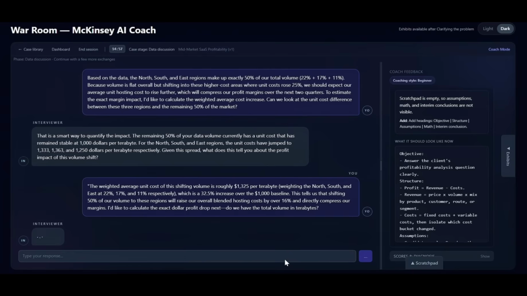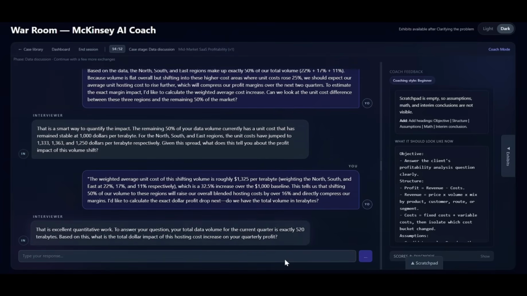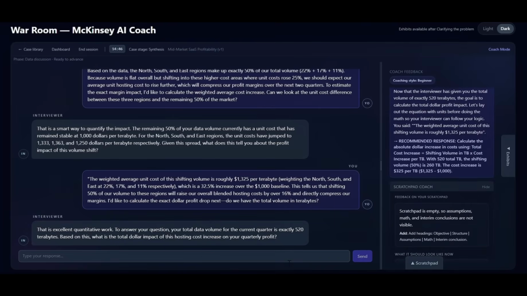Now, remember, as you do this, your coach is evaluating your answers and giving you tips if it thinks you're not going on the right track. At the end of the case, it's going to synthesize how we answered, how we did calculations, including what we put in our scratchpad to properly give us feedback on what to improve in the future.